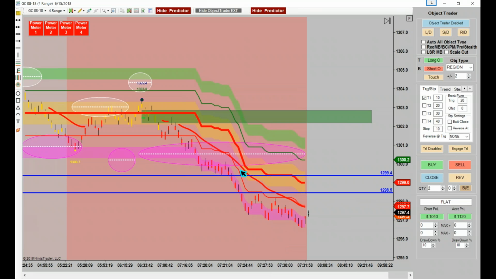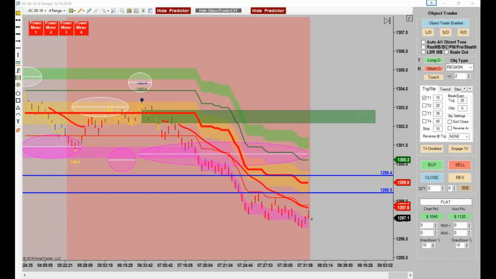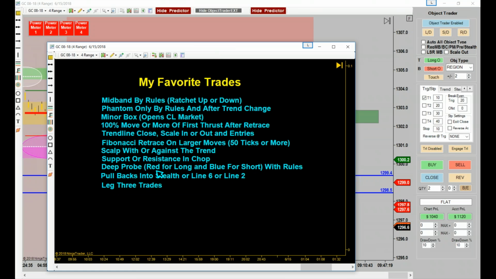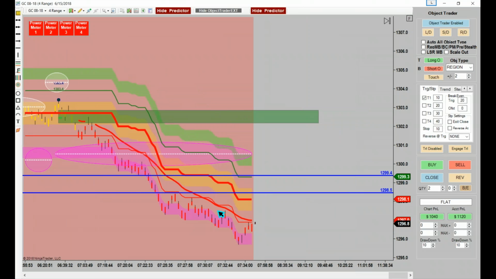Notice that we haven't gotten a rollover yet. It's not taken line. This is one of my favorite trades too. Whoop, where did it go? Just a second. Here we go. One of my favorite trades there is pullbacks into stealth or line 6 for a long or line 2 for a short. Okay, so let's see if we can get one of those. Now notice you haven't gotten it yet. Those are too shallow to take, by the way. There it is right there.